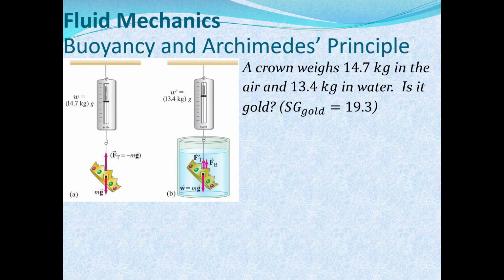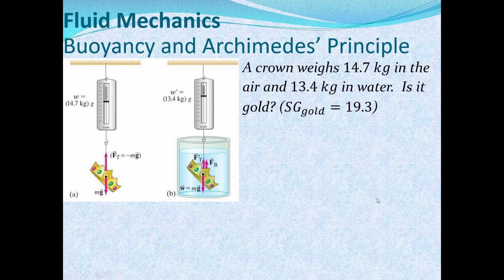Now, using buoyancy to solve the most famous problem, the crown problem. Here we have a crown, and we need to figure out, is it gold? Note that gold has a specific gravity of 19.3. So pause the video, work on it yourself. We'll go over it in a second.